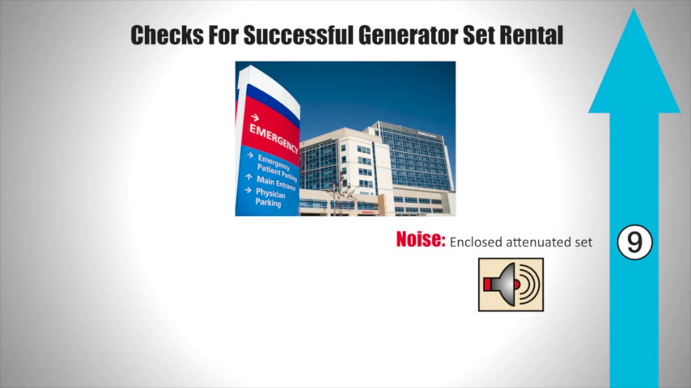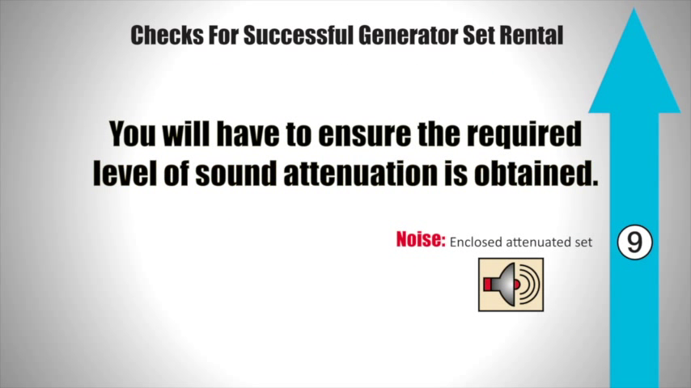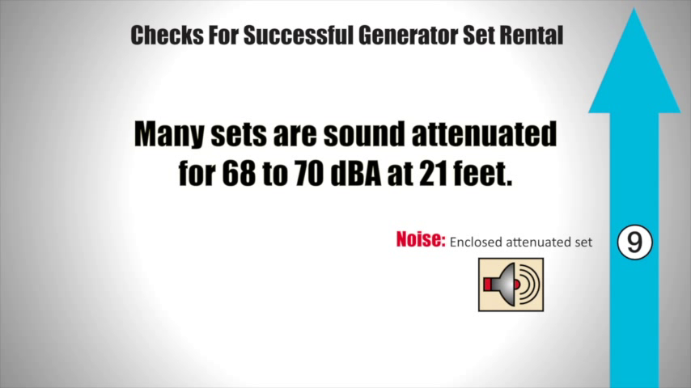Noise is an important consideration in applications such as hospitals, built-up areas, and outside events. While many rental sets are sound attenuated, you will have to ensure the required level of sound attenuation is obtained. Many sets are sound attenuated for 68 to 70 dBA at 21 feet.